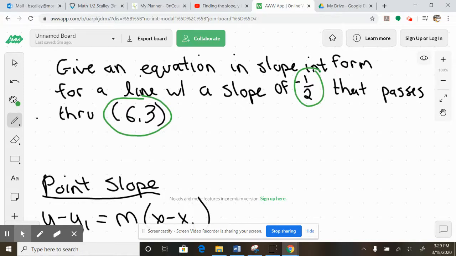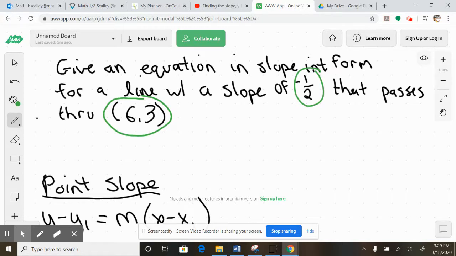If they gave me slope and y-intercept, it'd be really easy to just go ahead and write it in slope-intercept form. I'd just plug -1/2 in for m and whatever the y-intercept was in for b. But they didn't give me y-intercept. They just gave me some random point that the line goes through. So that's the whole importance of point slope form. I don't know the y-intercept right now, but I can use it to find it.